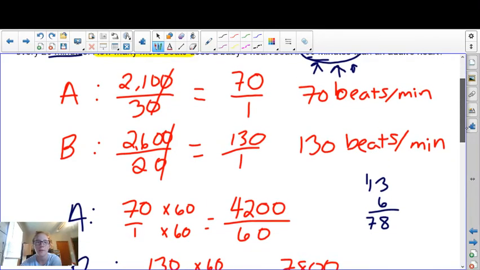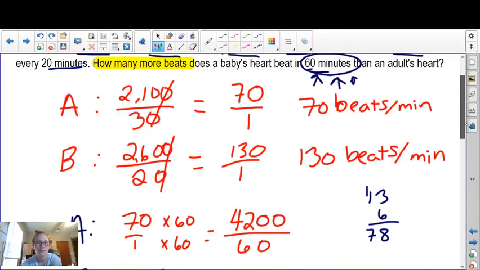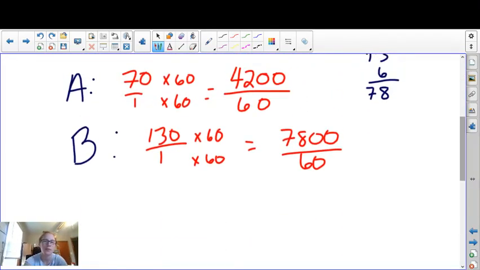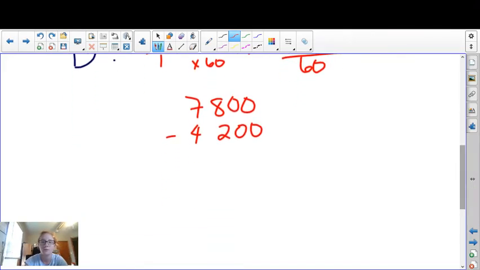So when I'm comparing about how many, I'm going to simply subtract. So I'm going to take the baby's amount, so the 7,800, minus the adult, which is the 4,200. 0, 0, 8 minus 2 is 6, 7 minus 4 is 3.